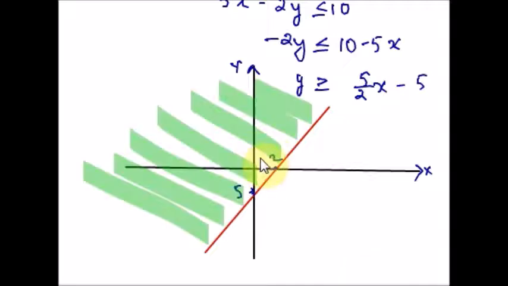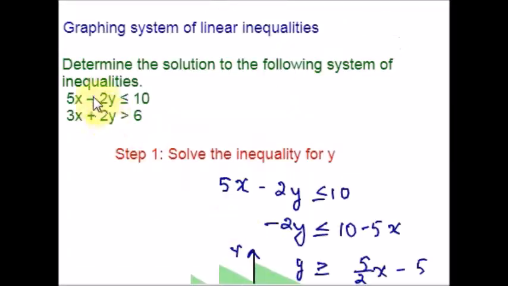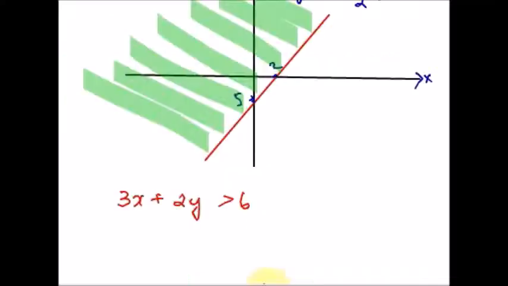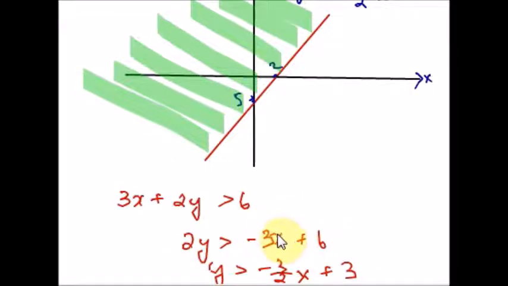Hope you're clear with the first inequality. This is how we graph the inequality. In our question, we have one more inequality. So, step 4 should be to solve the second inequality for y. Our second inequality is 3x plus 2y greater than 6. Subtracting 3x from both sides, and dividing the entire inequality throughout by 2, we get the result. Yes, we have solved the second inequality for y.